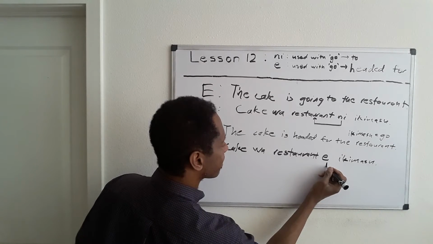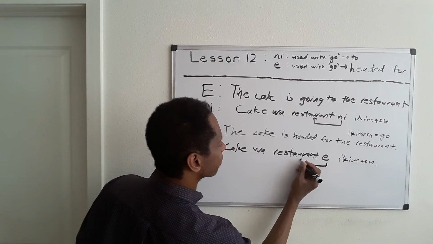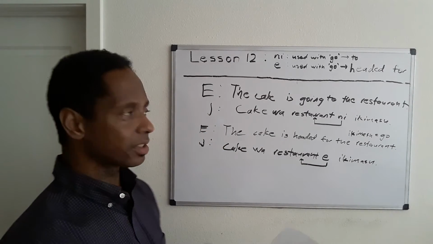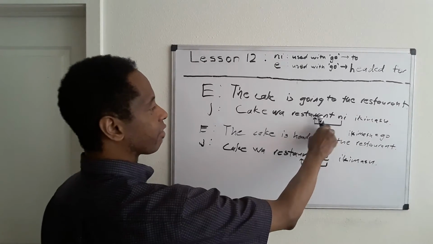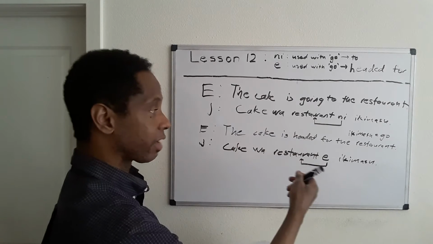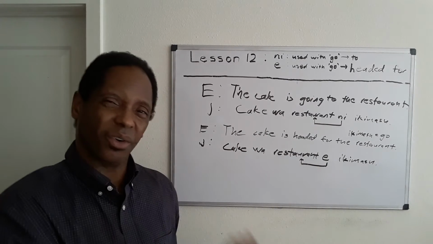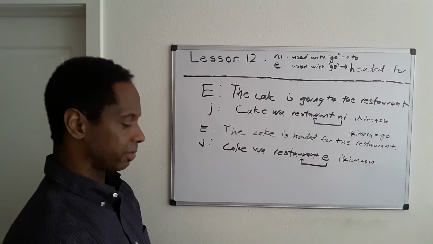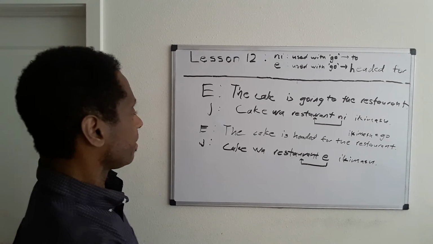Okay, this e is pointing to restaurant. So notice they're almost exactly alike, but there's a little difference. Restaurant ni and restaurant e. Restaurant ni is going to the restaurant. Restaurant e is headed for the restaurant. Let's go over a couple of examples. Simple problems.